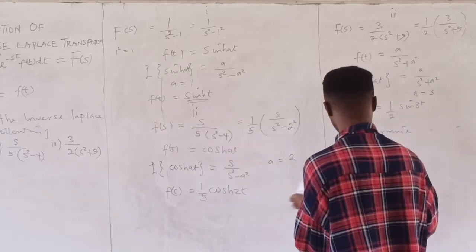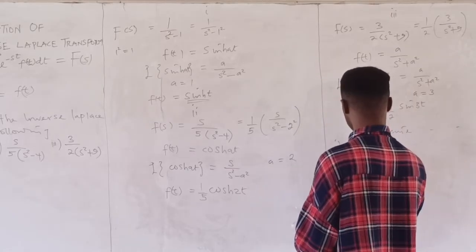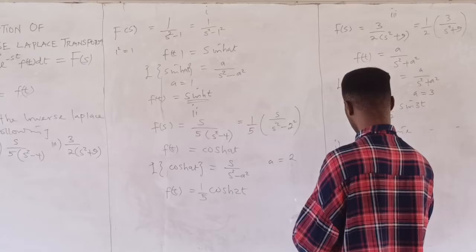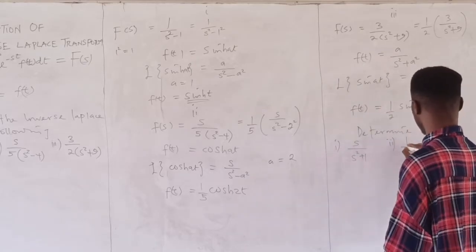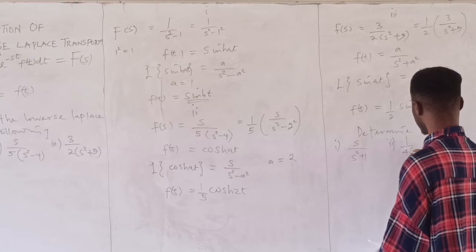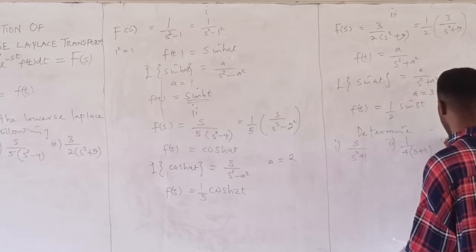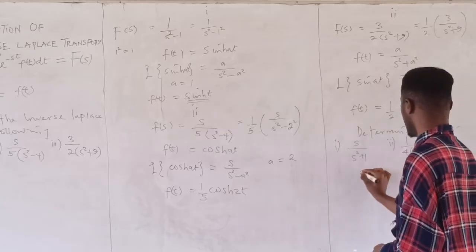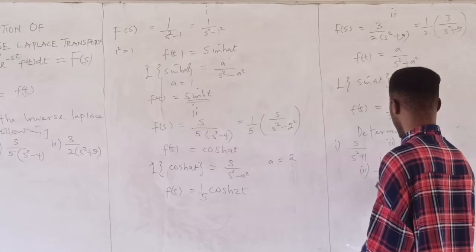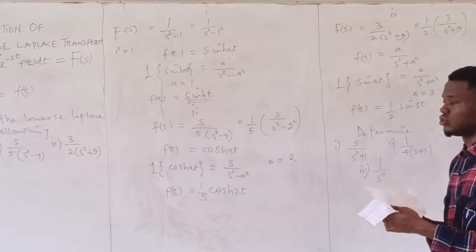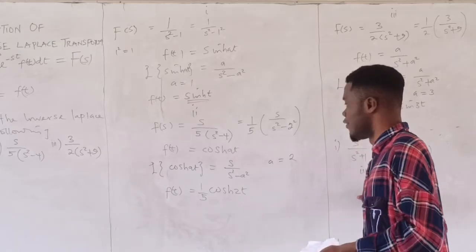So the first one you are going to determine will be, from what I have here, s over s squared plus 1. I have 1 over 4 into s plus 2. And the last but not the least, I have 1 over s to the power of 4. So feel free to pause the video and try this function.